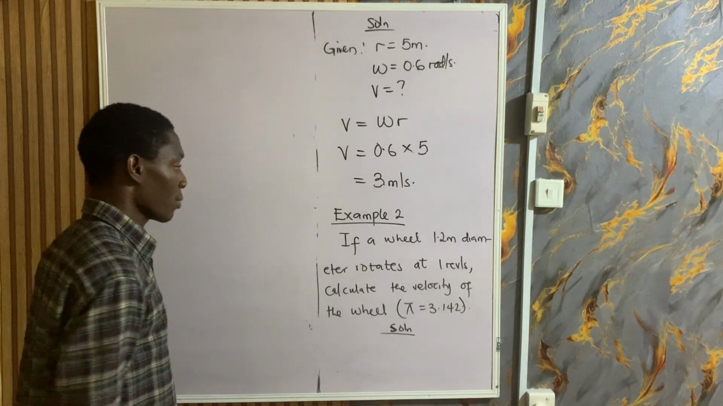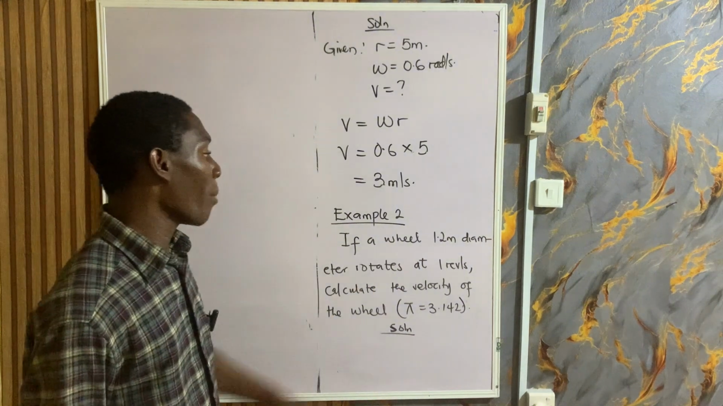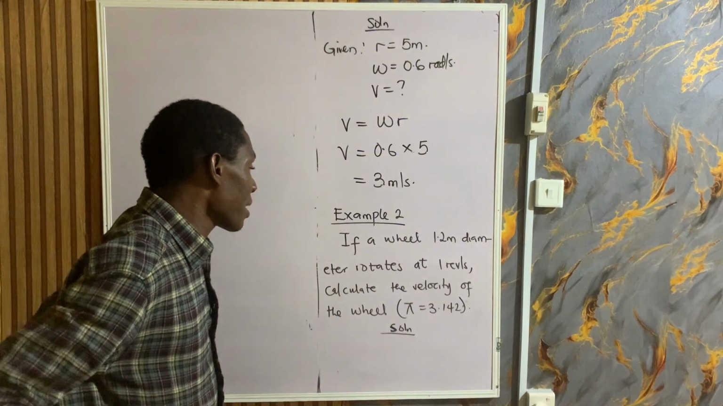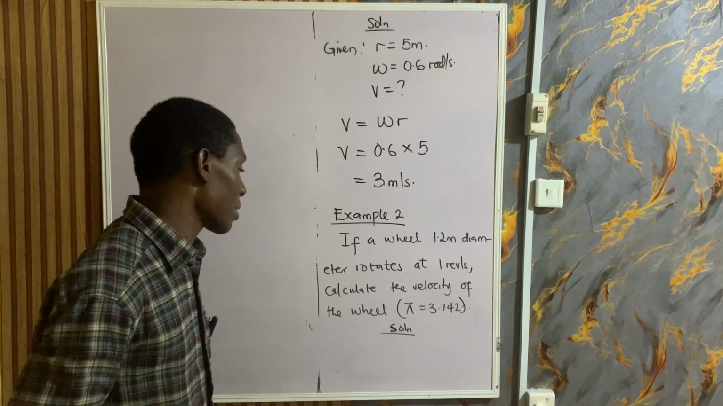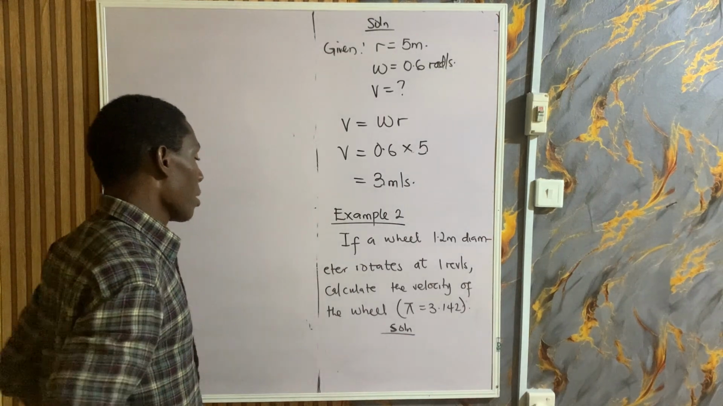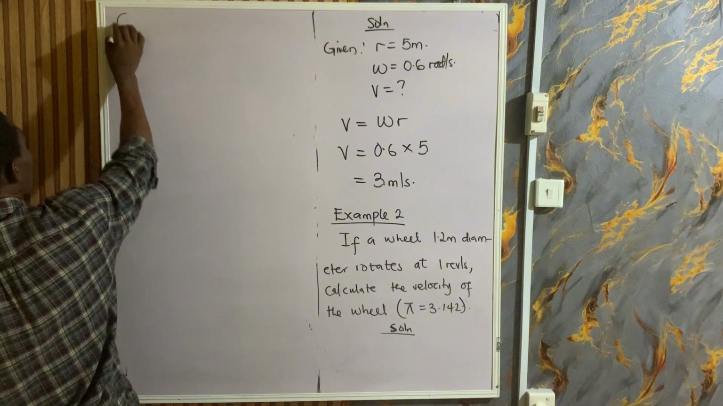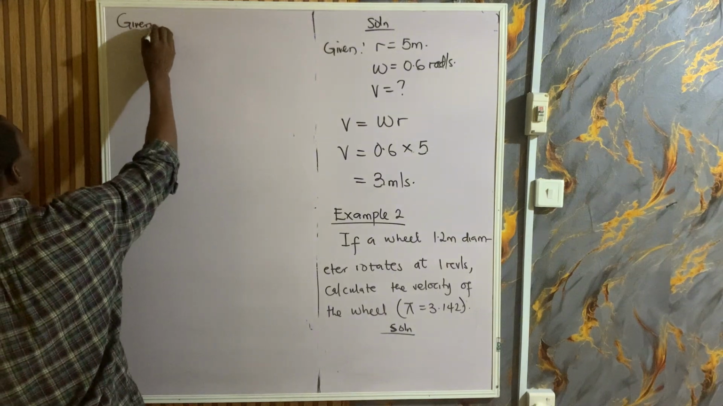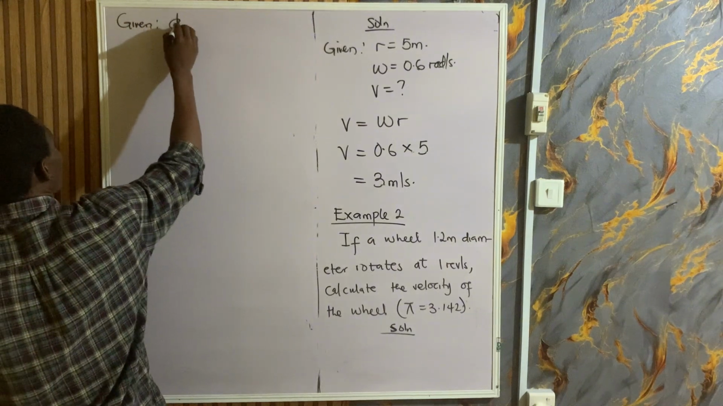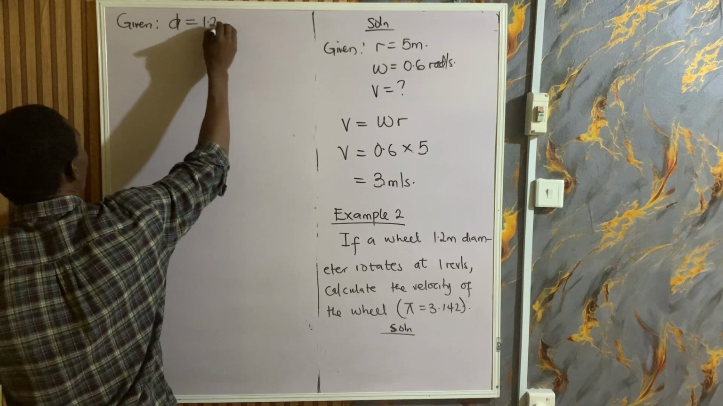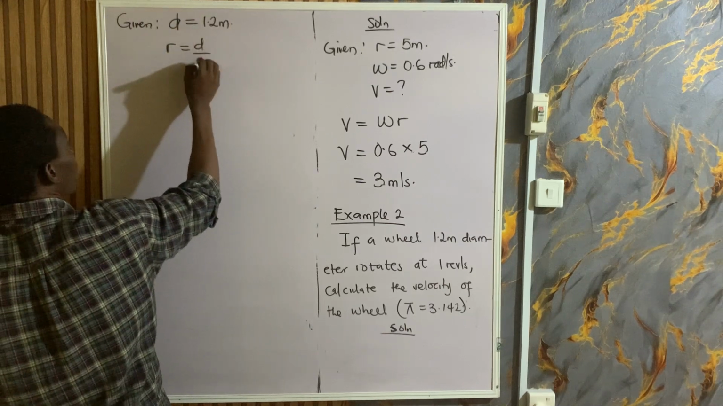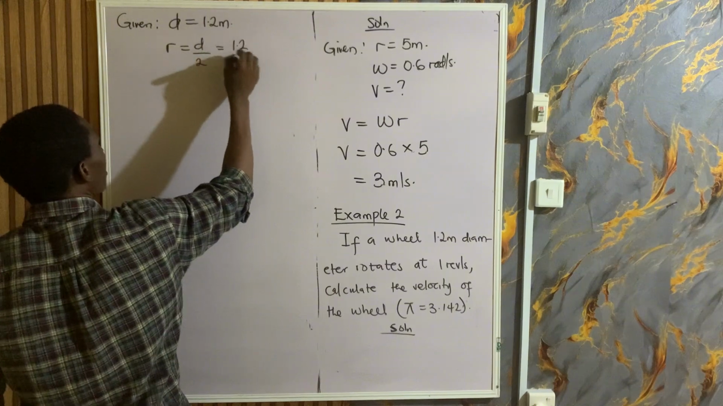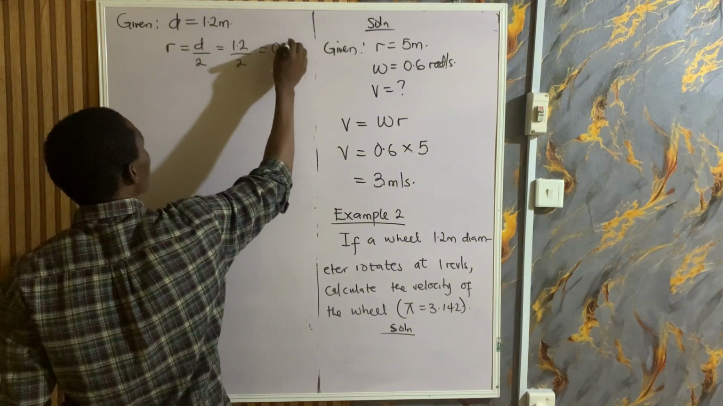Example 2. If a wheel of 1.2 meter diameter rotates at 1 revolution per second, calculate the velocity of the wheel. Well, the given here is the diameter, which is 1.2 meter. So I'm going to get my radius, which is diameter over 2, which is 1.2 meter over 2, and we get 0.6 meter.